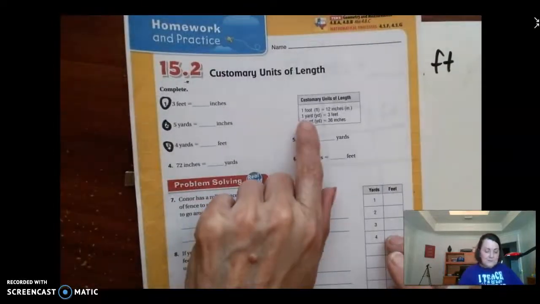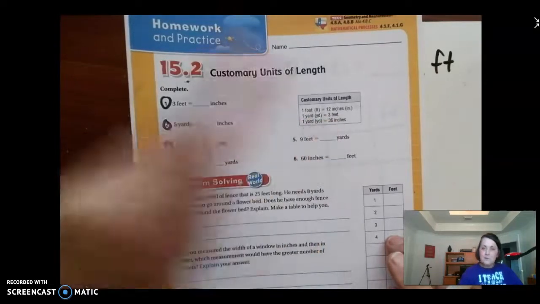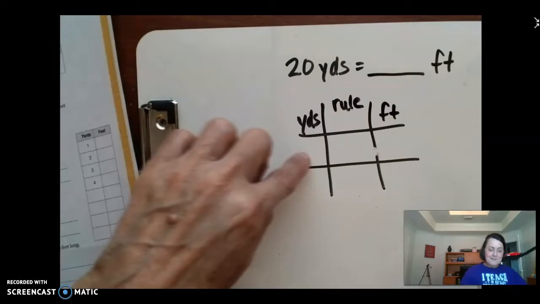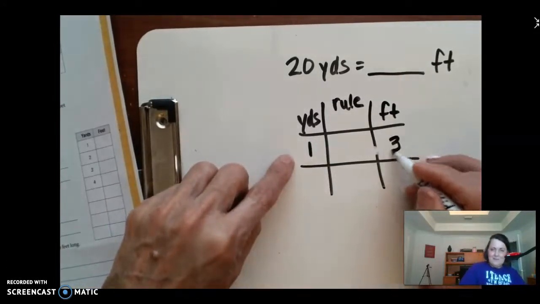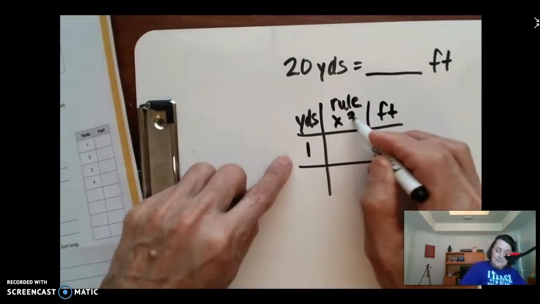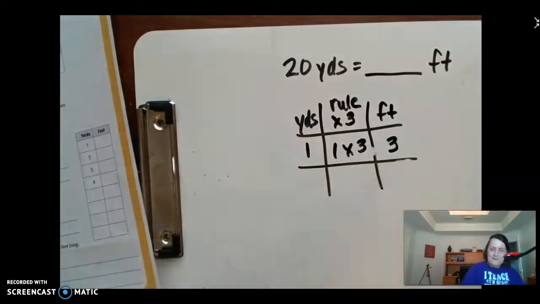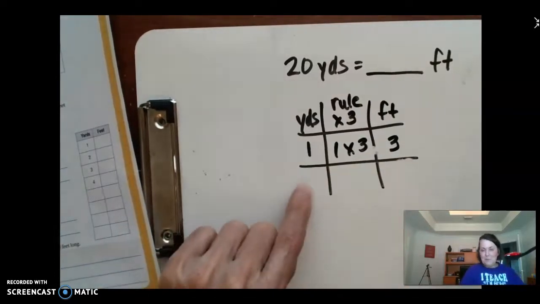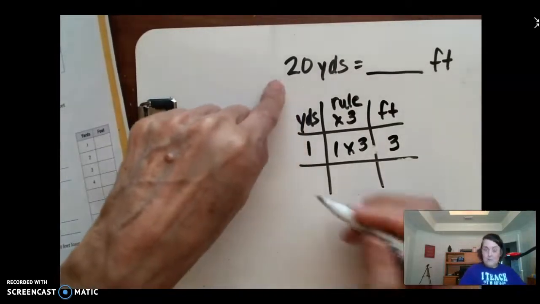Okay, boys and girls, let's look down here for yards to feet. 1 yard equals 3 feet. So our first row should have 1 yard, and the 3 goes in the feet. And what's the rule, boys and girls? I hope you said times 3. So let's write the expression. 1 times 3 is 3. And now what are we going to plug in here? We're going to plug in 20.